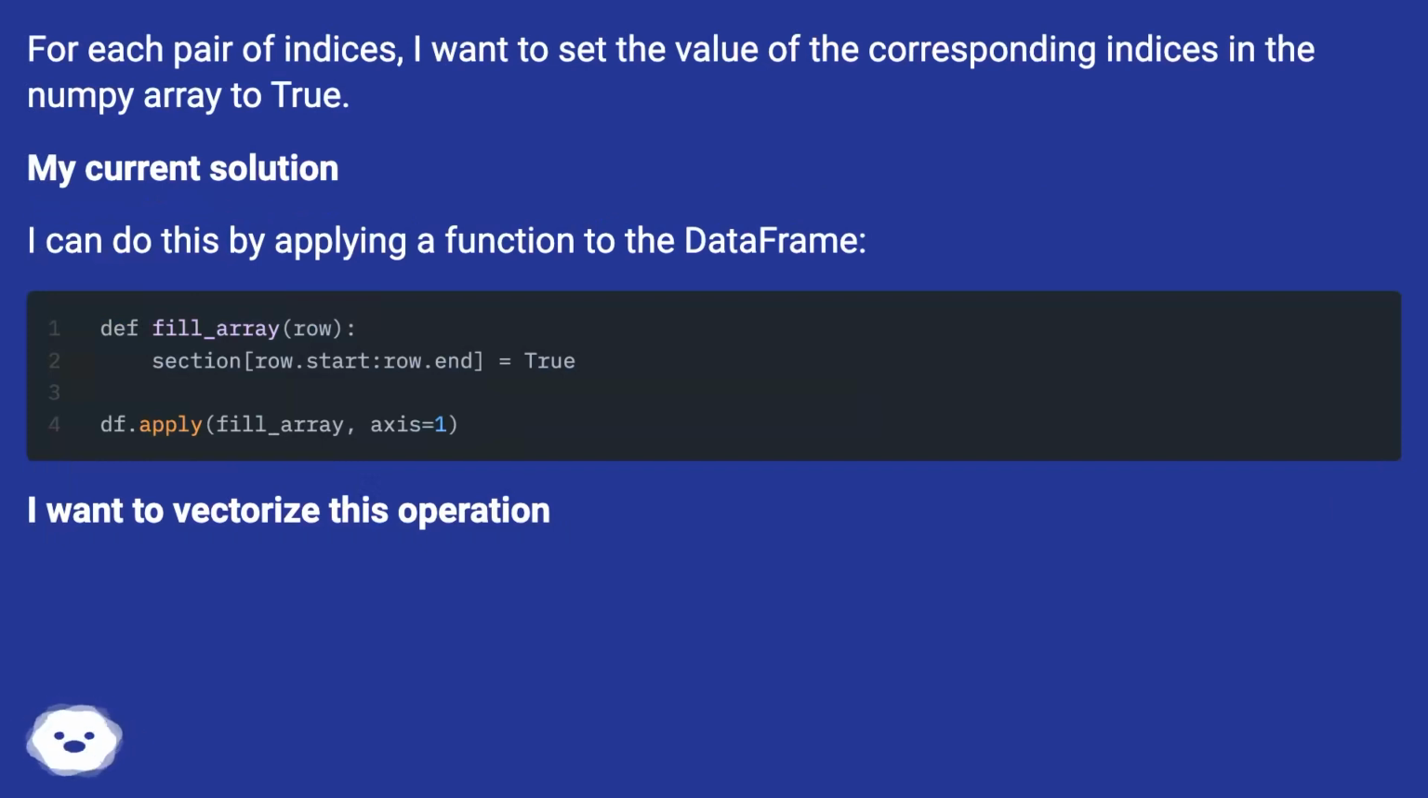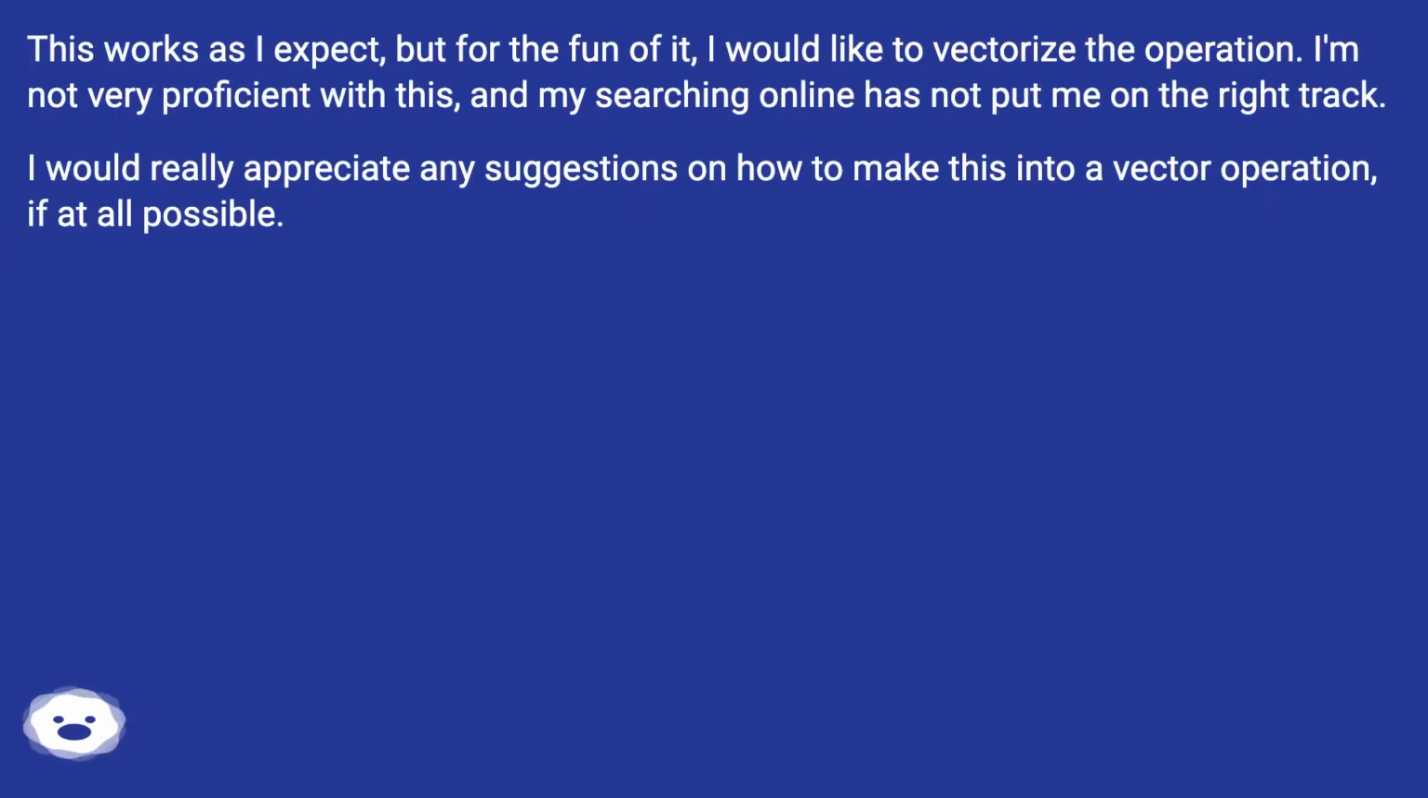true. My current solution: I can do this by applying a function to the data frame. I want to vectorize this operation. This works as I expect, but for the fun of it, I would like to vectorize the operation. I'm not very proficient with this, and my searching online has not put me on the right track. I would really appreciate any suggestions on how to make this into a vector operation, if at all possible.